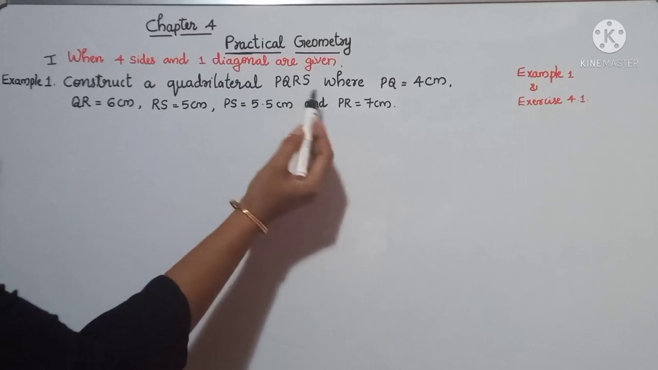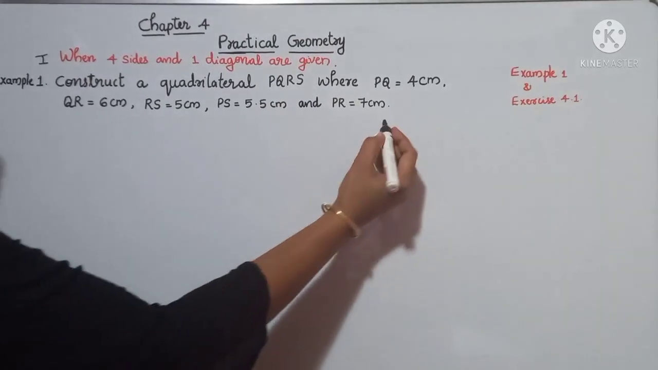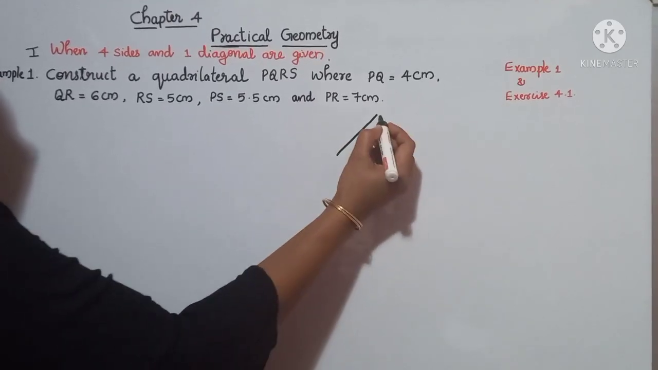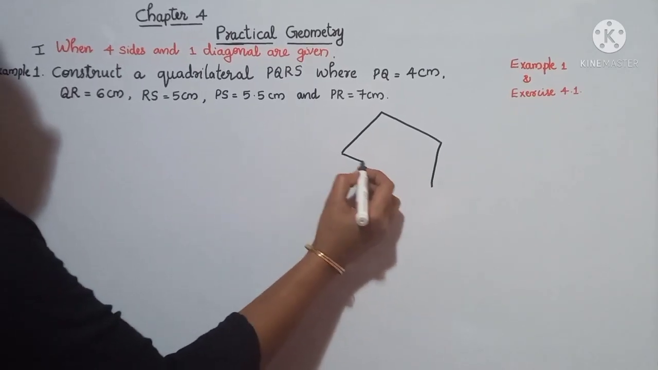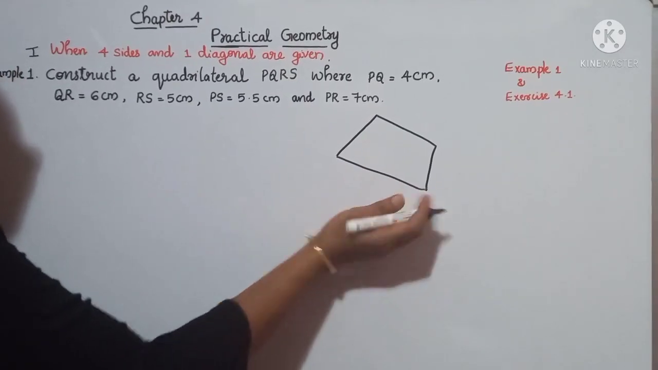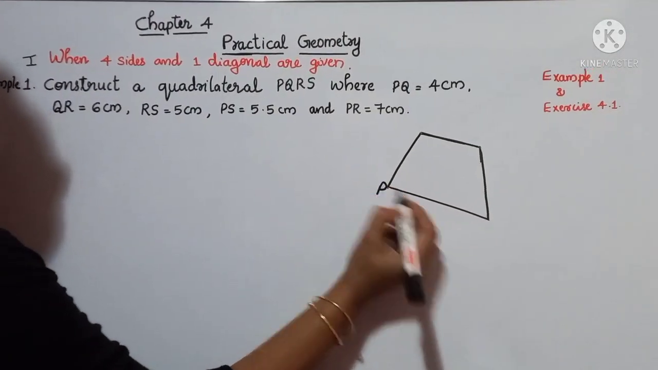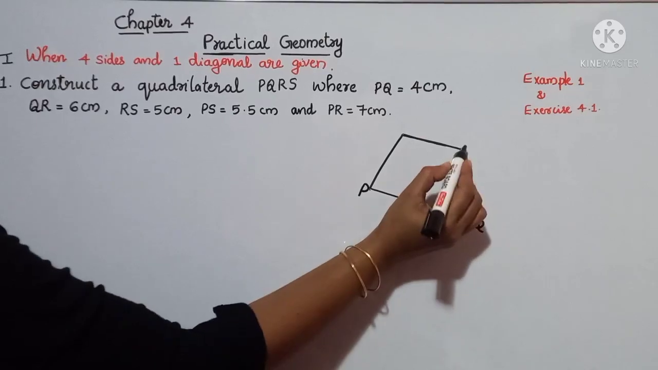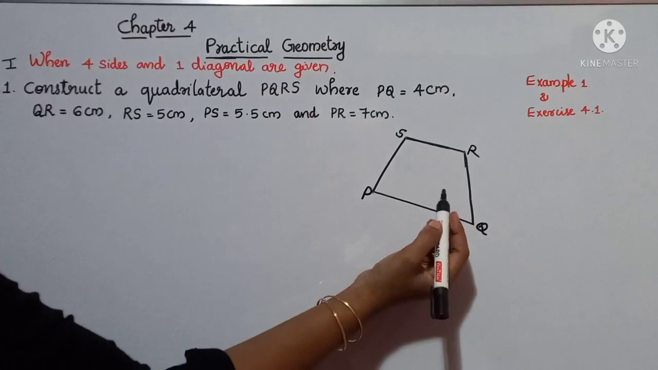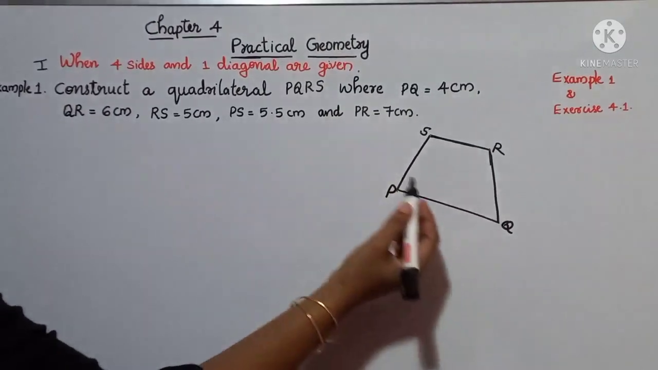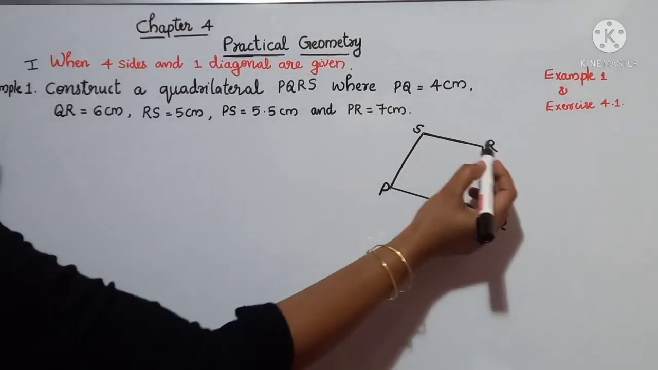Before constructing that quadrilateral, first we have to draw a rough sketch of this PQRS. To draw it, there is no relation with the given measurements, just draw a four-sided polygon. Then we can give the names P, Q, R. Yes, children, while you are drawing this rough sketch, use a scale. When giving the names, keep that order PQRS.